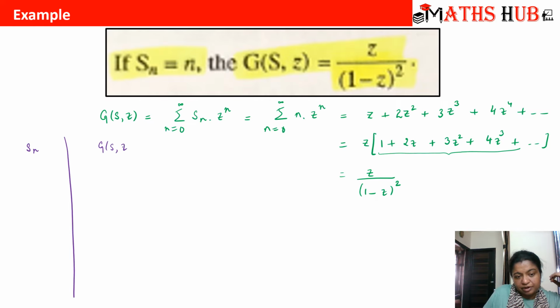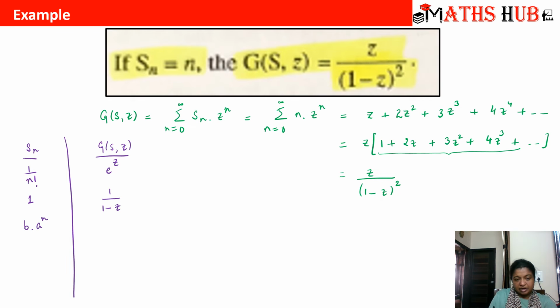So when we do the questions on recurrence relations, we need to know for the sequence what their generating function is and vice versa. So the first one was when the sequence is 1 by n factorial, the generating function is e to the power z. If it is 1, then the generating function is 1 upon 1 minus z. If it is b into a raised to power n, then it is b upon 1 minus az.